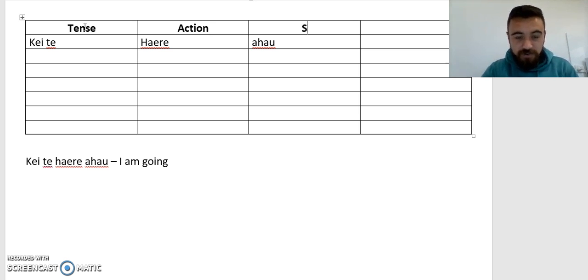Next, the final one, we're looking at the subject. So what is actually doing this? So in this case, aho means me, is doing the haere, which means to go, and the tense is kei te, which means now, present tense. So we're sort of saying in the present tense, going me. So I am going. Kei te haere aho. You can say that when you're walking or you're moving or you're going somewhere. Kei te haere aho.